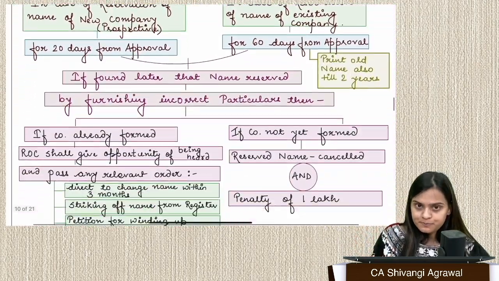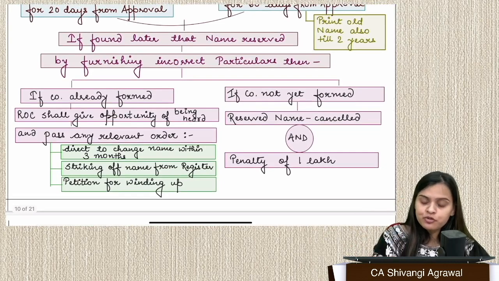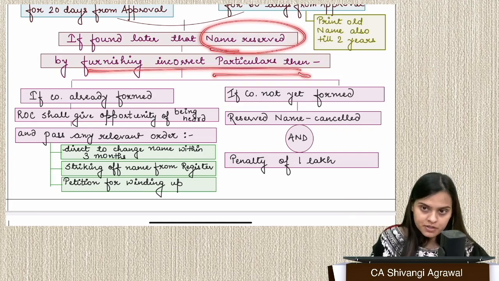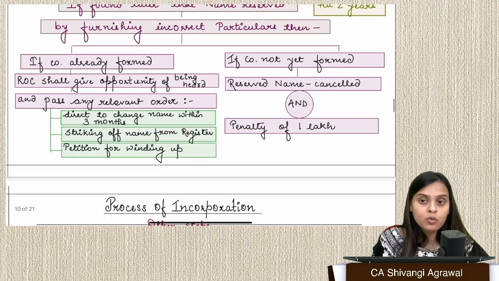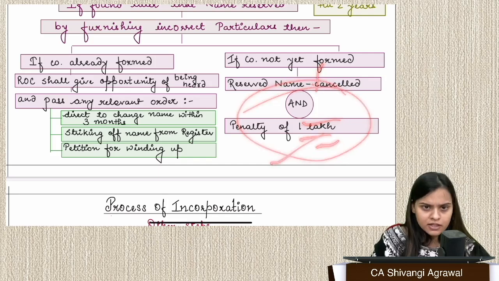So, supposedly you haven't obtained any approval from CG, yet you file this incorrect application and you get that name reserved in your favor. So this means you have reserved your name by furnishing incorrect particulars. Then two situations may happen. One, your company is not yet formed, only the name was reserved. So the reserved name will be cancelled and there will be a penalty of 1 lakh.